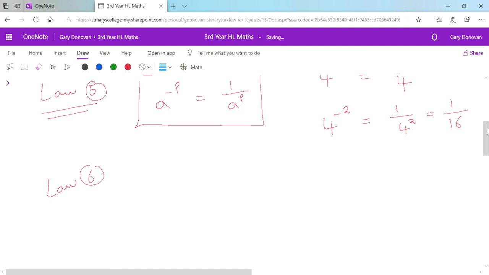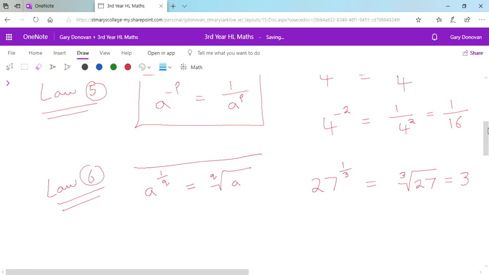Law 6 is any number A to the power of 1 over Q is equal to the Q root of that number A. So this relates to what we were talking about just at the start of the video. An example of this would be, let's say you had 27 to the power of 1 over 3. Now you can type that into your calculator as it is and you'll get an answer. But you also need to recognize that that's the same as the third root of 27, which if you type into your calculator is 3, because 3 times 3 times 3 gives us 27. So that's law 6.